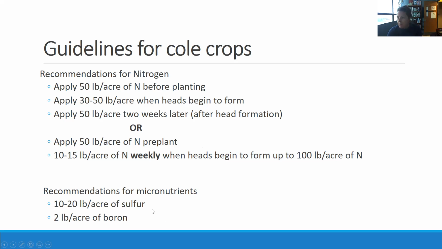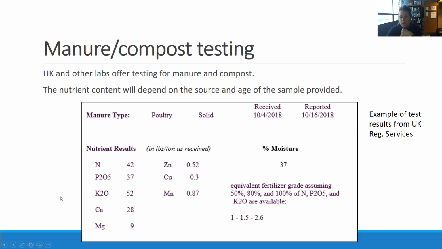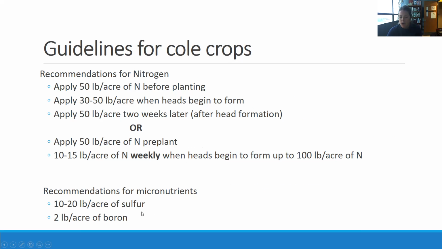So sulfur is not a micronutrient. This is mislabeled, but 10 to 20 pounds per acre of sulfur is typically recommended for cole crops. So my recommendation would be, if you know you're going to be planting cole crops, have them test for sulfur and boron for sure, so that you know if you need to apply, right? You don't want to over apply these things. And so 2 pounds per acre of boron. You certainly do not want to apply more boron than you need to. 10 to 20 pounds per acre of sulfur.